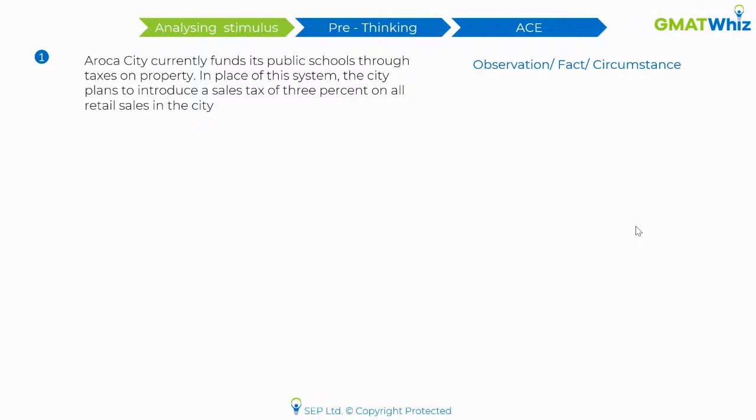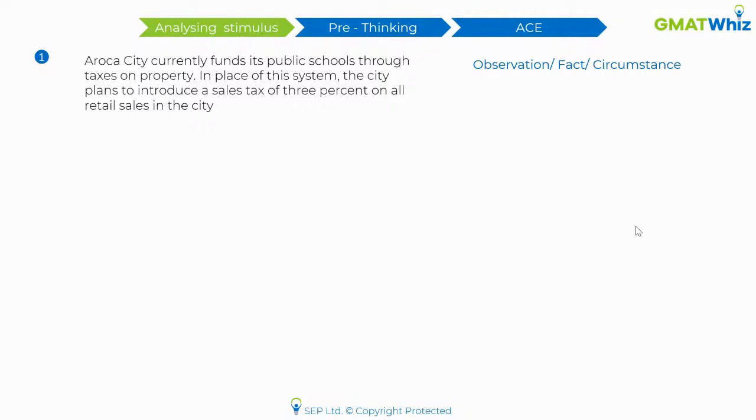In place of this system, that means funding schools through taxes collected from property, the city plans to introduce, so we are being told about a plan here, a sales tax of 3% on all retail sales in the city. So there's a new plan that is being proposed. The idea is to now fund Aroka's public schools from taxes collected on retail sales. And the idea is to introduce a 3% sales tax on the sales. So whatever amount will be collected from this sales tax will be used to fund the public schools.